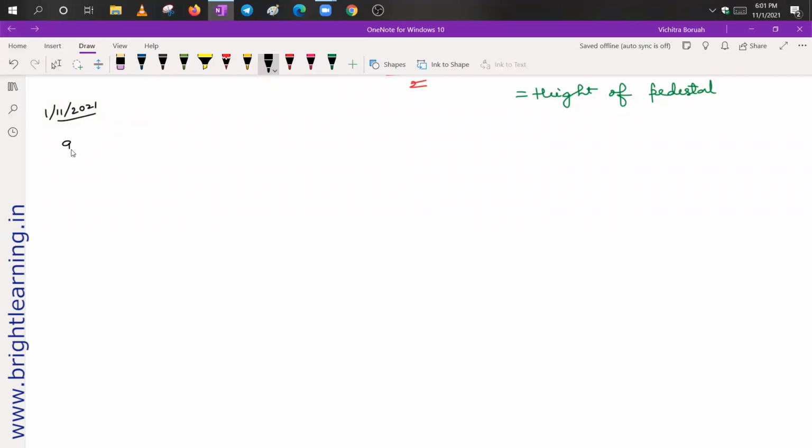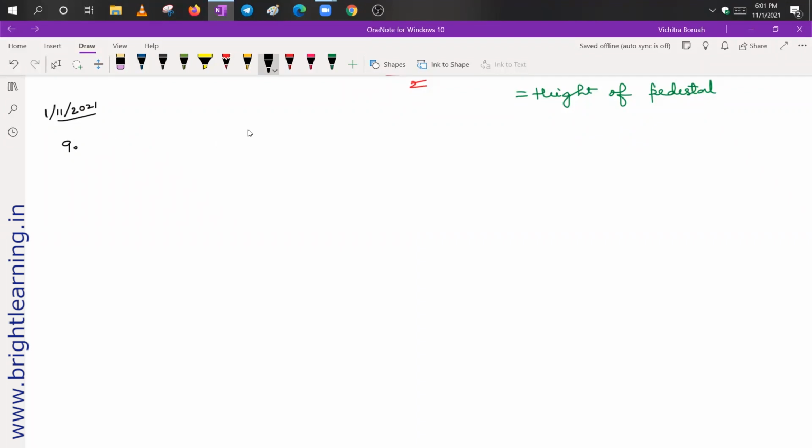So let's start with question number 9. In question number 9, it is given that the angle of elevation of the top of a building from the foot of the tower is 30 degree, and the angle of elevation of the top of the tower from the foot of the building is 60 degree. So if the tower is 50-meter high, find the height of the building.